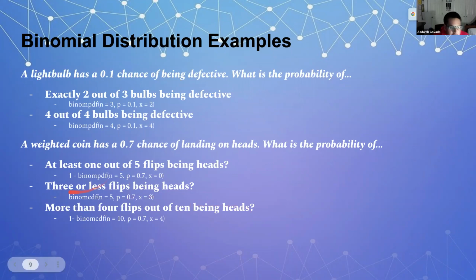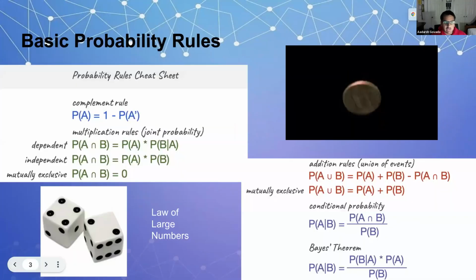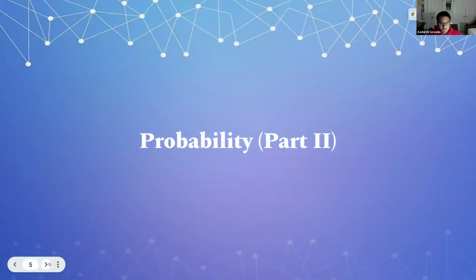So if you guys are confused by me doing 1 minus binomial PDF and the 1 minus thing, we could just go back to what we looked at last week, the complement rule. So basically the probability of an event happening is 1 minus the probability of the event not happening. That's the principle that we're using here. We're trying to find the probability of something happening, so we're taking 1 minus the probability of it not happening.